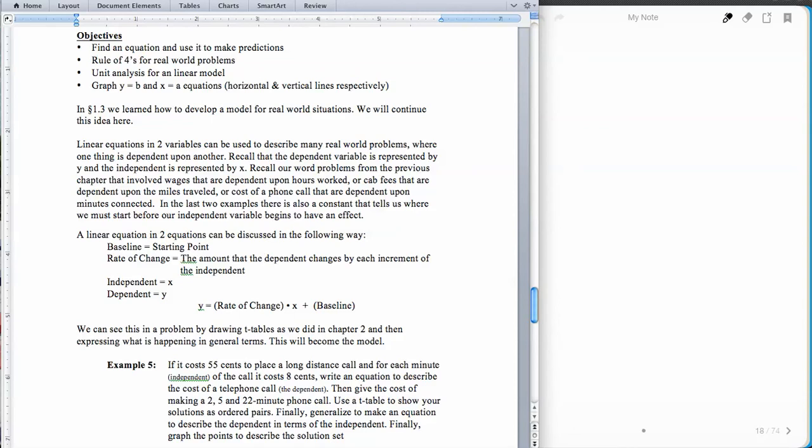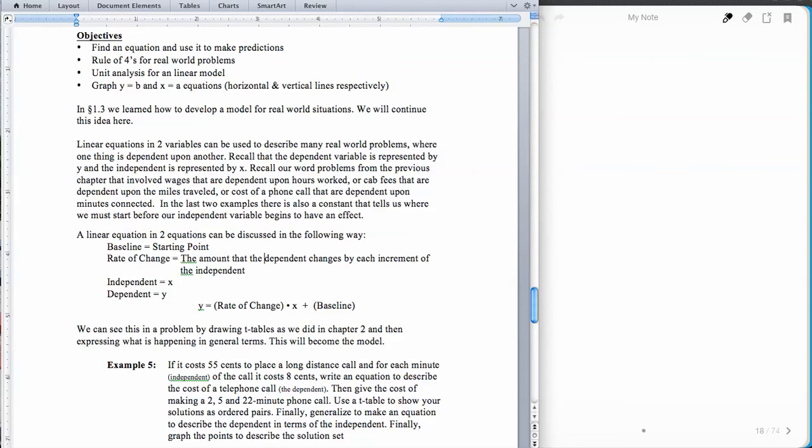And then the rate of change comes into play. Every year, that value of that SUV goes down. That's the rate of change. It's the amount of dependent change by each increment of the independent. So how many units does it go down this way for every one that it goes over this way? That's the rate of change. And we call that the slope. That's what I've talked about in that y equals mx plus b.